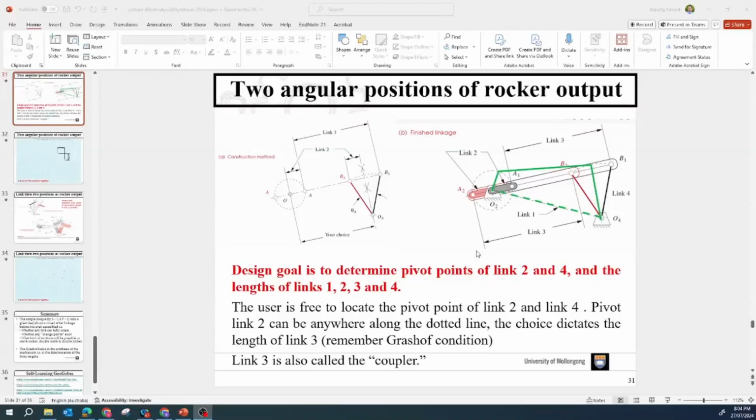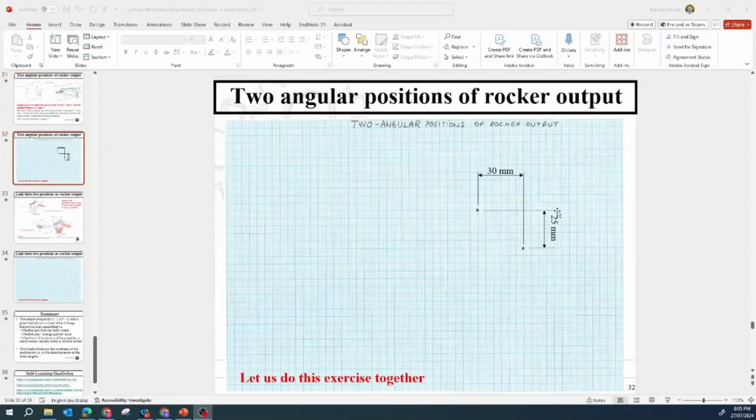I will show how to build a linkage mechanism simulation for two positions of the rocker in a GeoGebra model and manually using the graphical method.